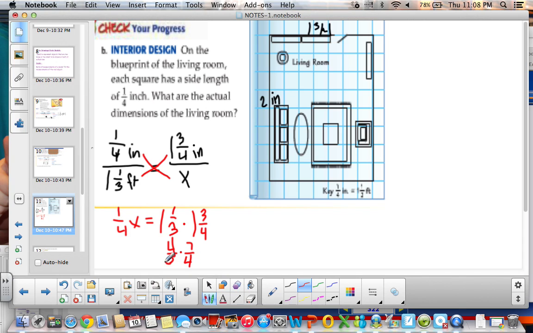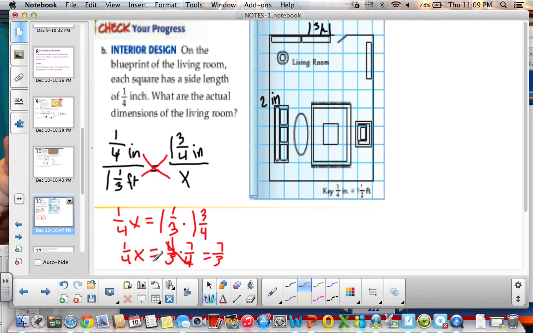I can actually, because I have a 4 on the top and a 4 on the bottom, and I'm going to be multiplying them together, I can cross both of my 4's out and just have it as 7/3. Because 4 over 4 is just equal to 1, so we can cancel that out and not even add that into our multiplication.